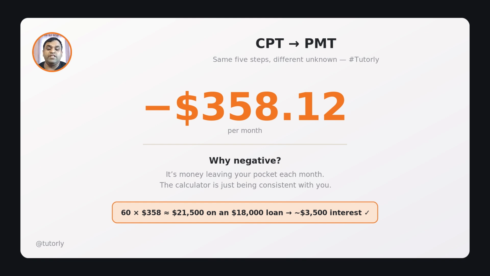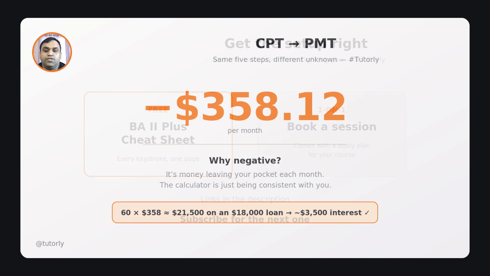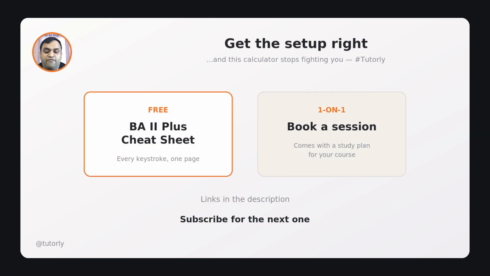Two completely different problems, a savings goal and a loan. Same 5 steps. The calculator never changes, only which key you solve for. So 3 settings, 5 keys, 1 workflow. Clear it, convert it, enter your knowns with the right signs. Zero out the key you don't need and compute. Then check that the answer makes sense before you write it down.